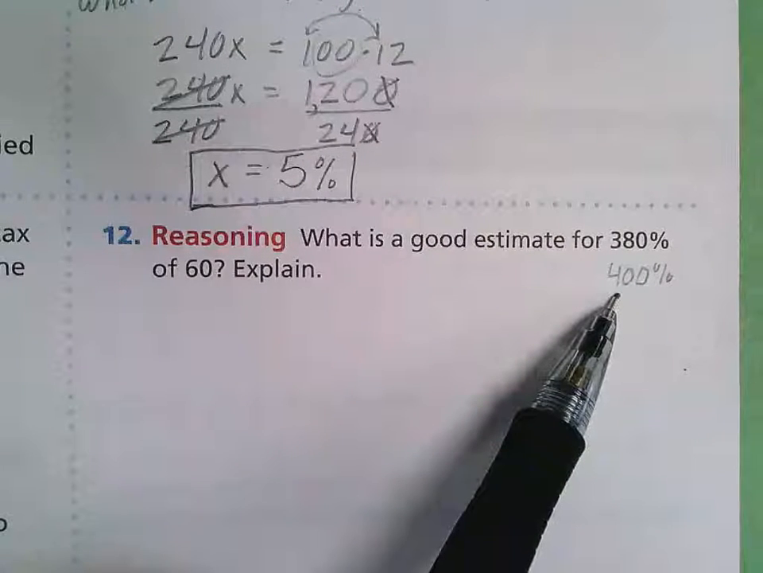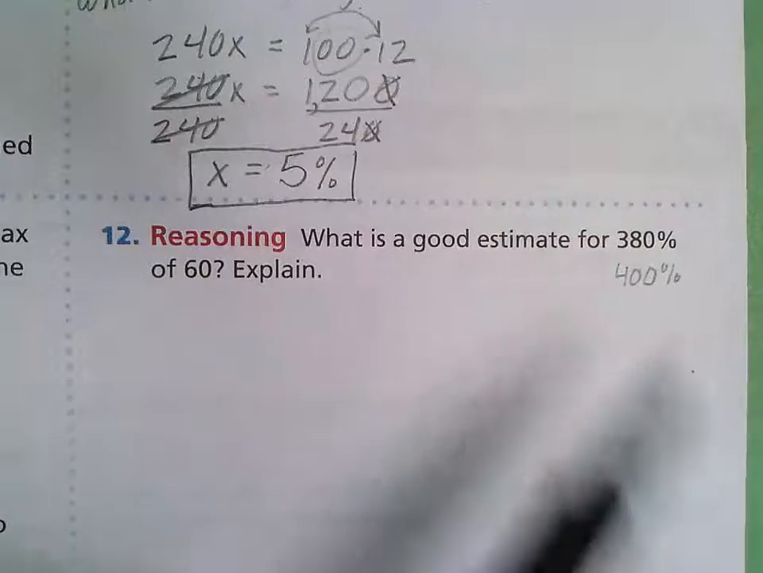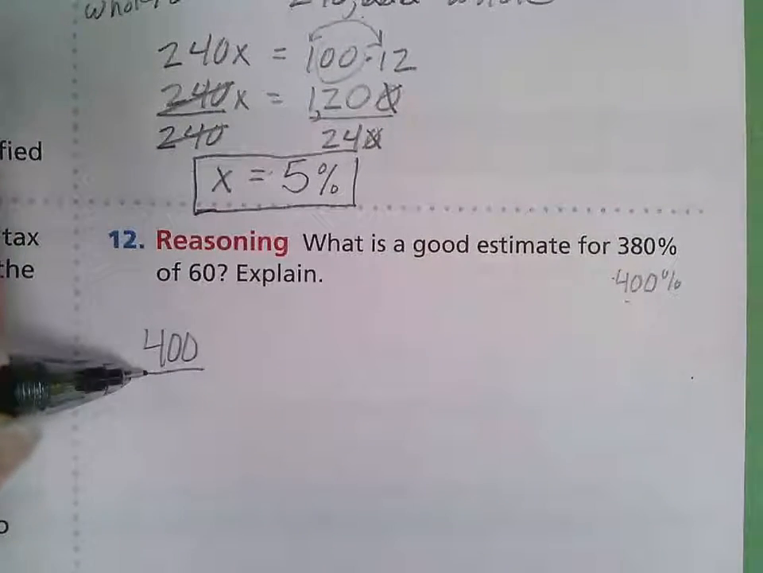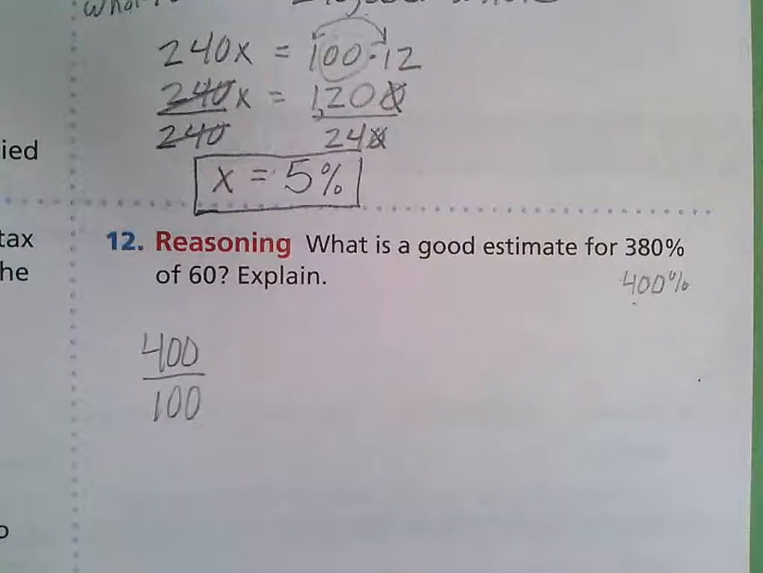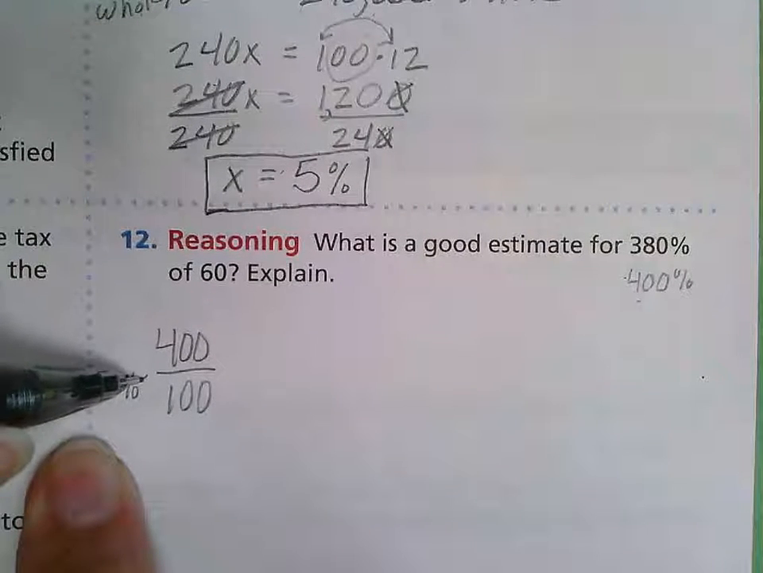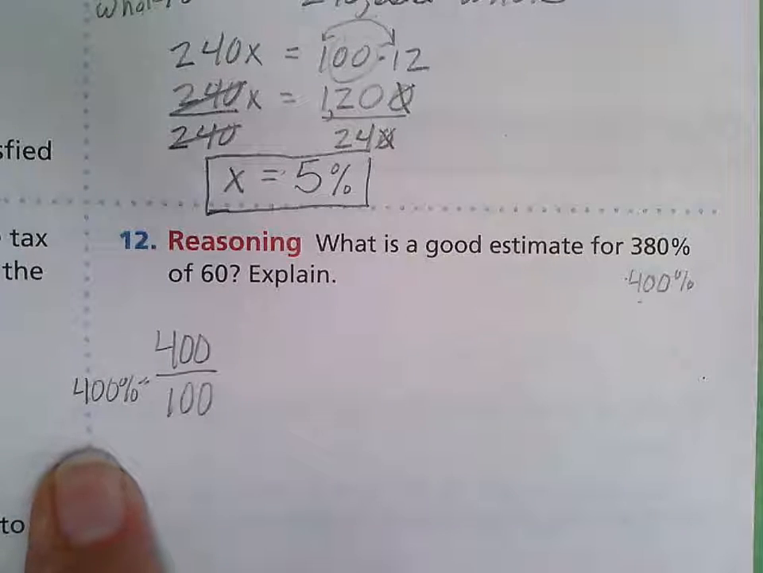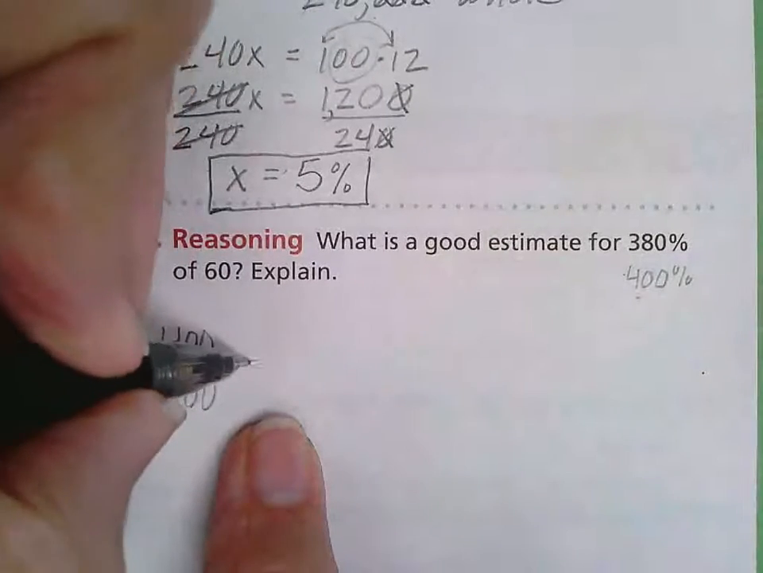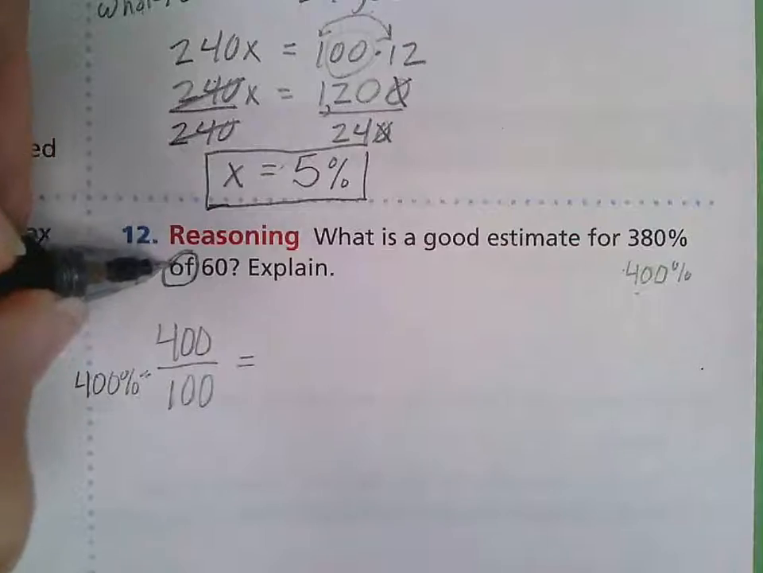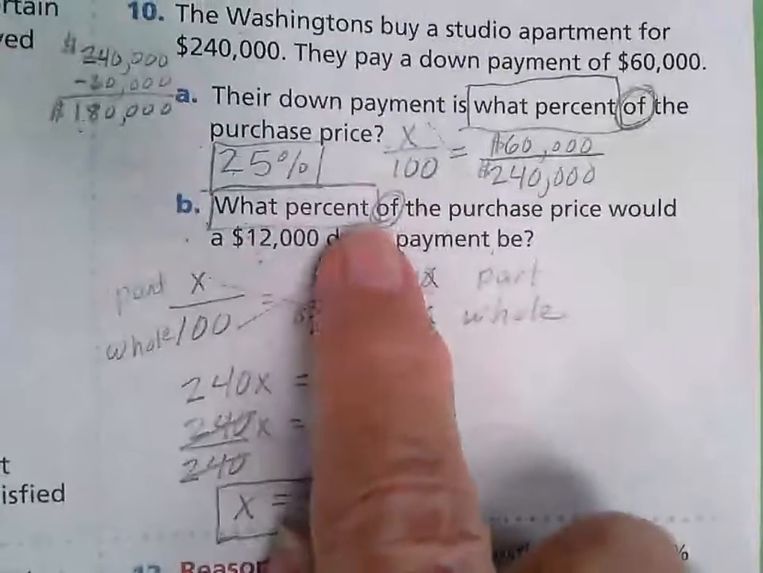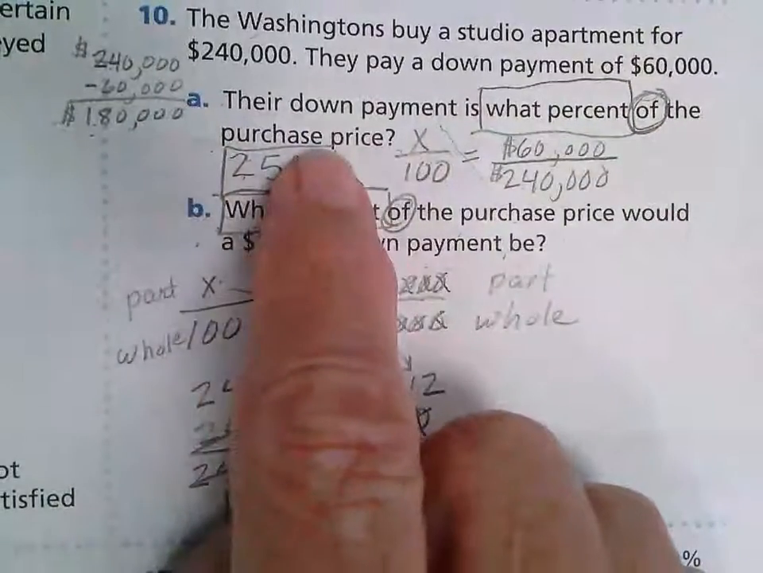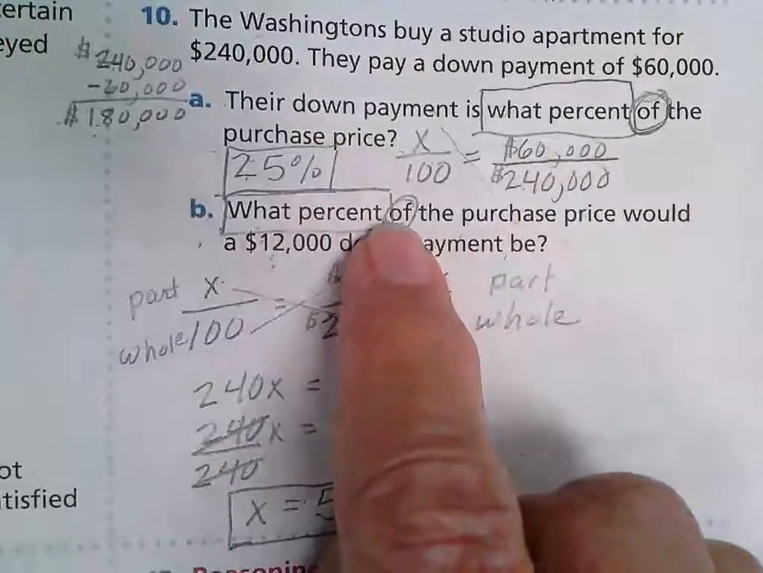Let's set this up as a proportion. So if I have 400%, I'm going to write 400 over 100 because that's how I change a percent into a fraction. Notice here that I have the word of. Remember up above, I told you that when you see that word of, whatever they're talking about directly after that, that's your number that goes on the bottom.